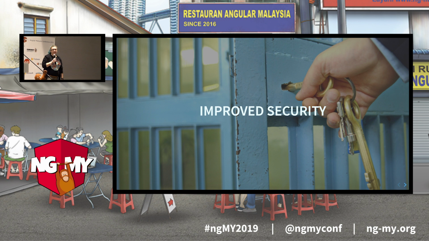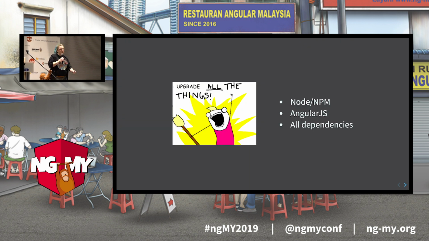How did we do that? We upgraded all the things. So we upgraded Node and NPM, just mostly to give us better tooling. We upgraded AngularJS from 1.4 to 1.7, which was okay. It's not really that difficult. The hard part, though, was we had to upgrade all of our dependencies. So everything that relied on a specific version of Angular, plus any dependencies that had security vulnerabilities in them themselves. And this was by far the hardest part.